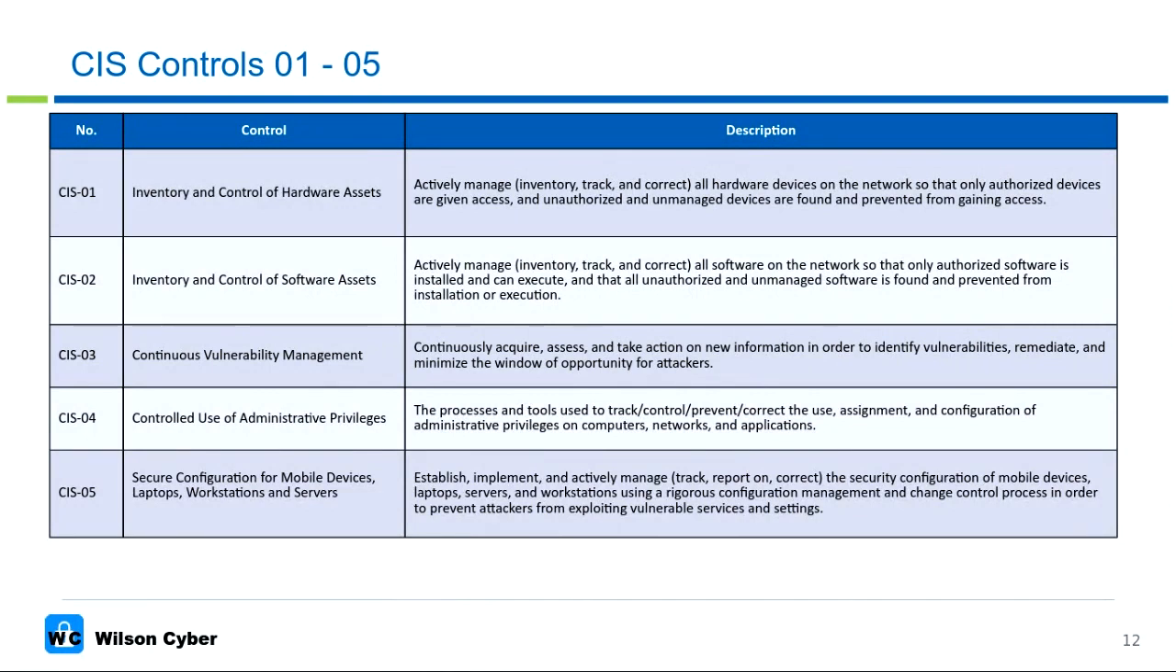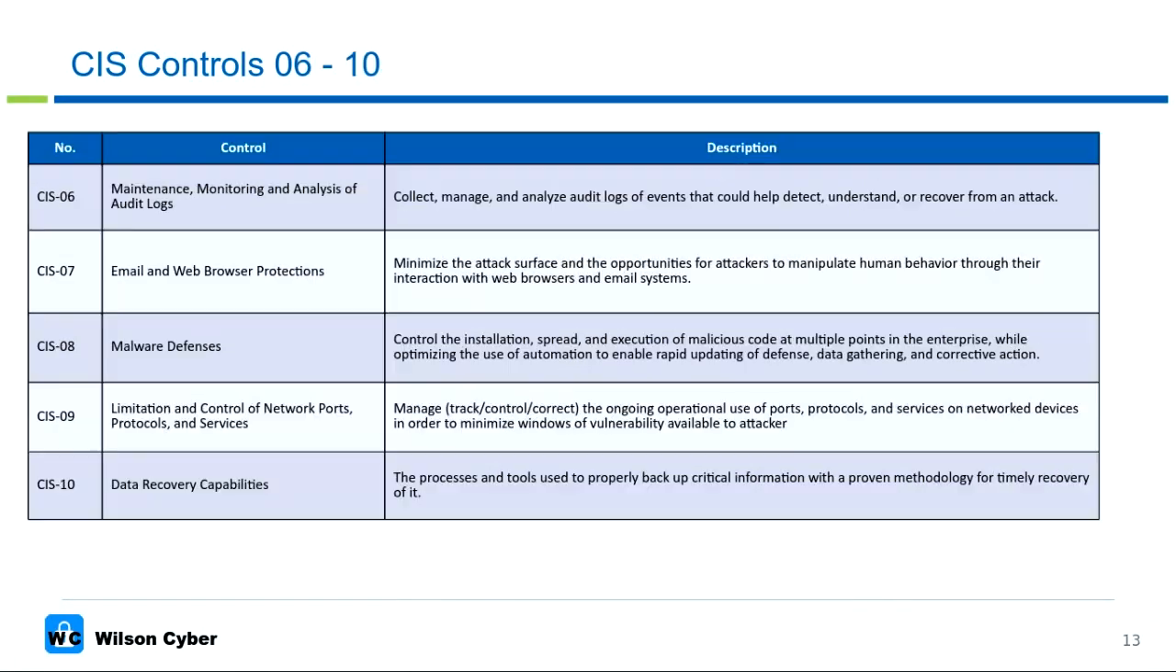Control 5 is secure configuration for mobile devices, laptops, workstations, and servers. Establish, implement, and manage, track, report on, and correct the security configuration of mobile devices, laptop servers, workstations, using a rigorous configuration management change control process in order to prevent attackers from exploiting vulnerable services and settings. Control 6, maintenance, monitoring, analysis of audit logs. Collect, manage, analyze audit logs of events that could help detect, understand, or recover from an attack.